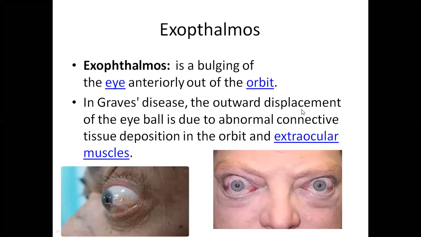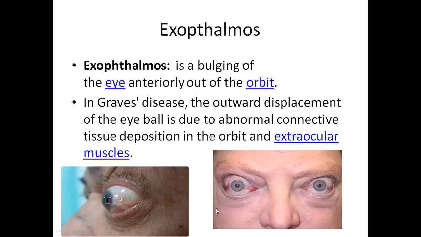The outward displacement of the eyeball is due to an abnormal connective tissue deposition at the back of the eyeball or in the extraocular muscles that actually pushes the eyeball forward. You can see this abnormal connective tissue deposition behind the eyeball or in the extraocular muscle actually pushes the eyeball from behind to forward. See how much bulging there is. This is called exophthalmos.